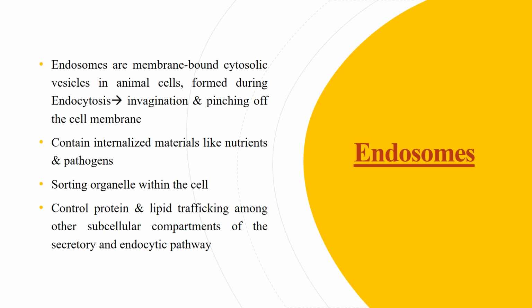Once the material is engulfed into the cell, the endosome then starts sorting of the material within the cell or within the subcellular compartment, and thus the endosome is responsible for controlling protein and lipid trafficking among the other subcellular compartments of the cell.